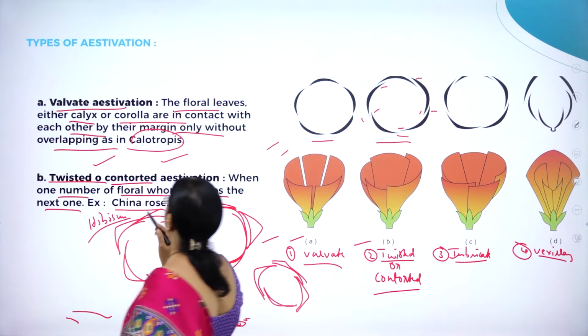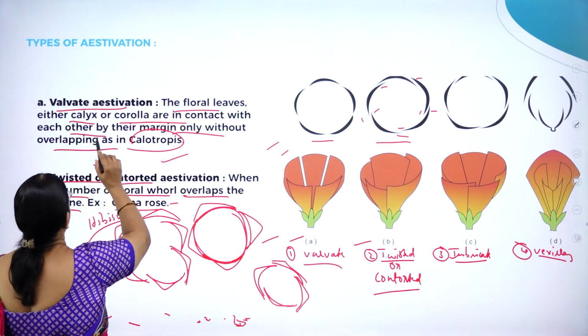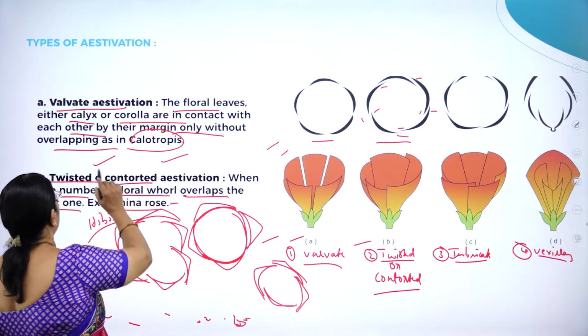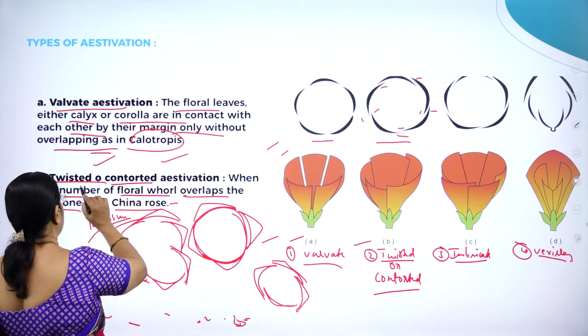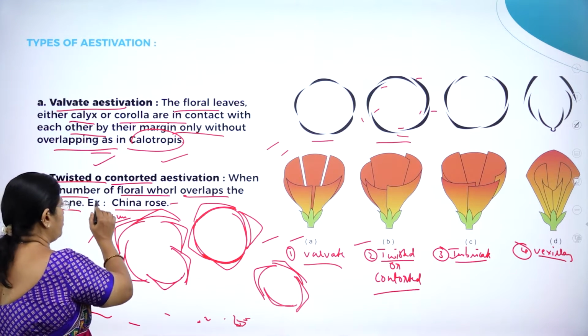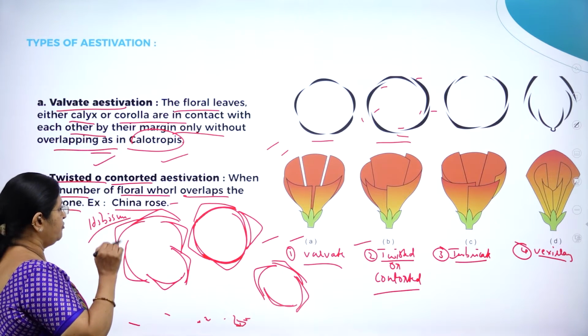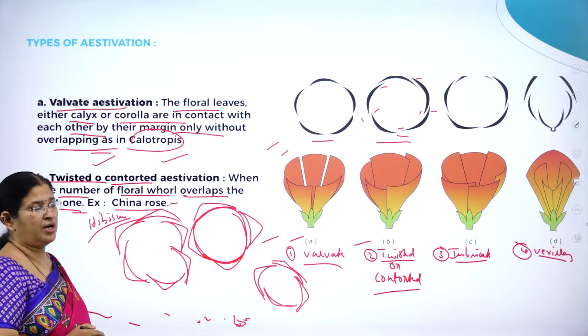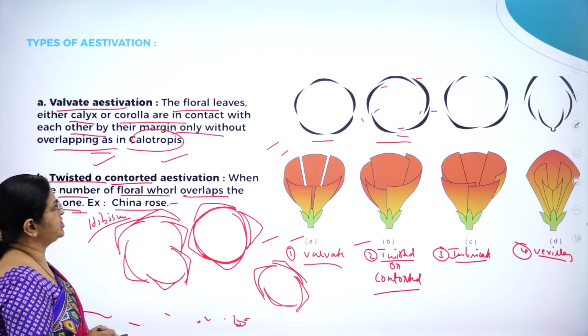So what is valvate estivation? The floral leaves, either calyx or corolla, are in contact with each other by the margin only, without overlapping, as in calotropis. So what is twisted or contorted estivation? When one member of the floral whorl overlaps the next one, it is called twisted estivation.